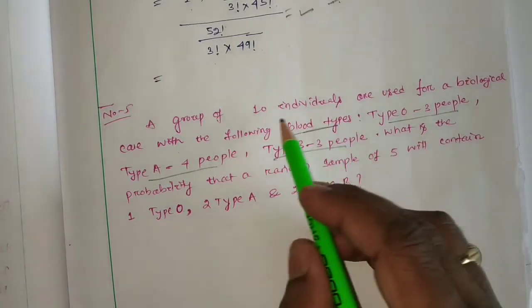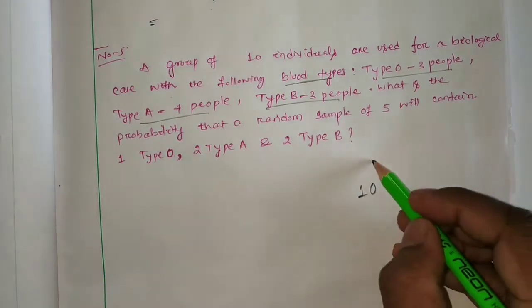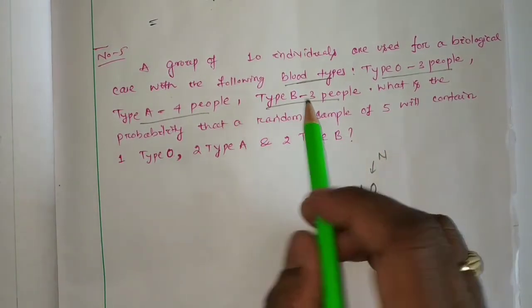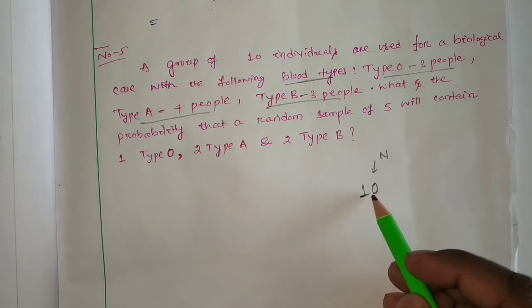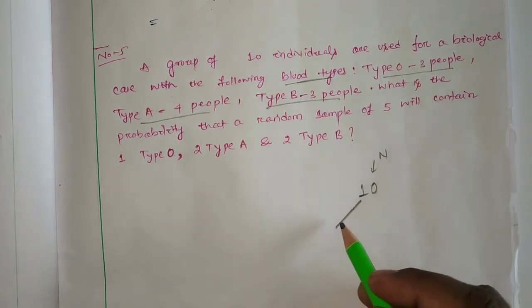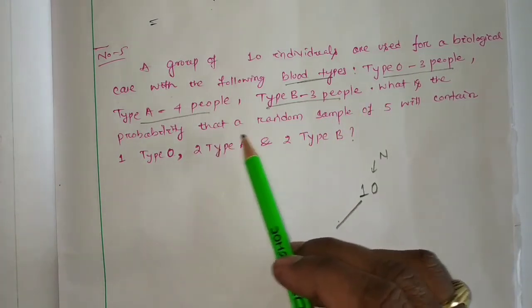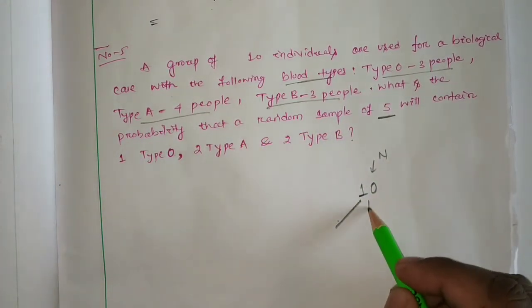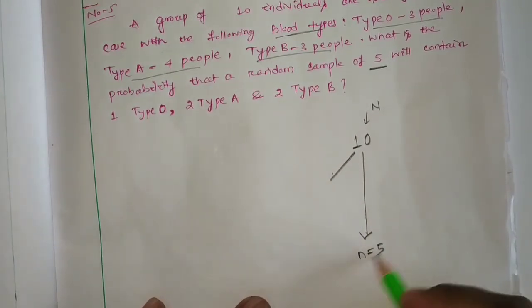So here, how many total numbers? There are 10. This is somewhat different from the questions we have discussed. Total numbers are 10. So how many are drawn? How many samples are randomly selected? 5 are randomly selected, so n equal to 5.